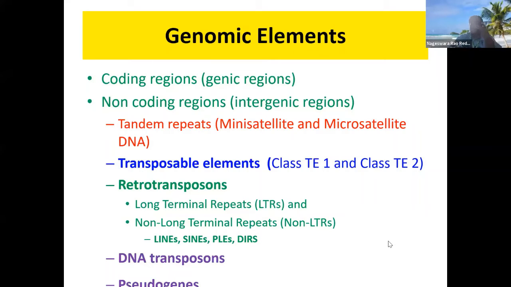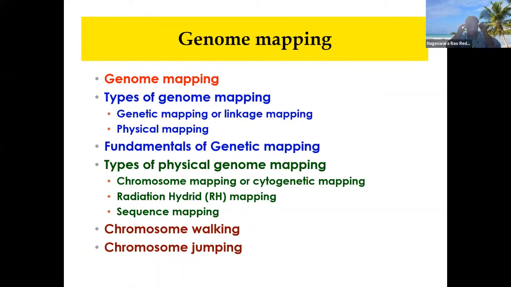Then we'll move on to the second aspect we have learned in Unit 1. I'll share the screen again. So after genomic elements, what we have learned is about genome mapping. We have discussed this in detail. So we have seen what genome mapping is. It's just mapping your genome to understand where these genomic elements are present, both genic bases and intergenic bases.